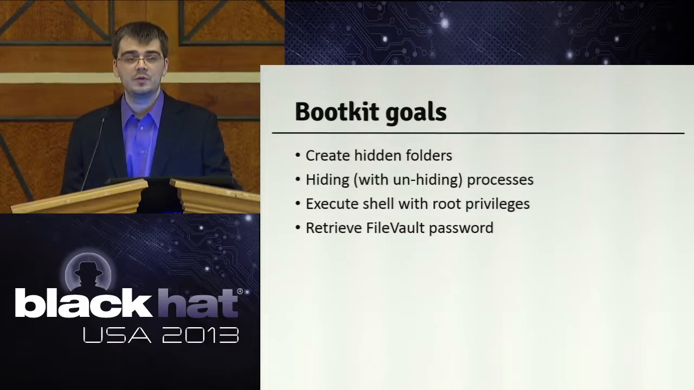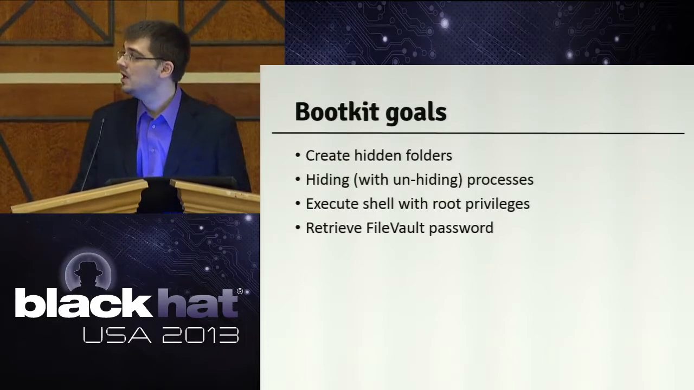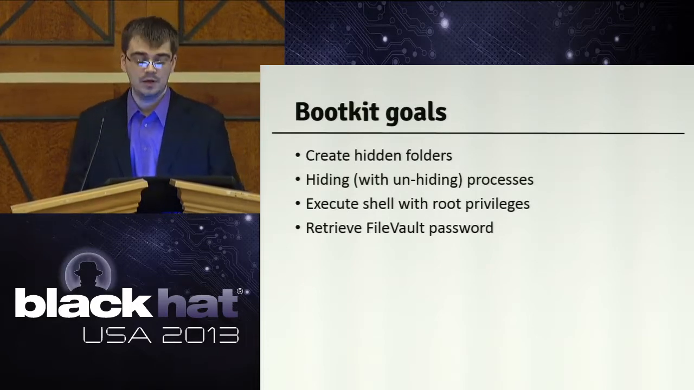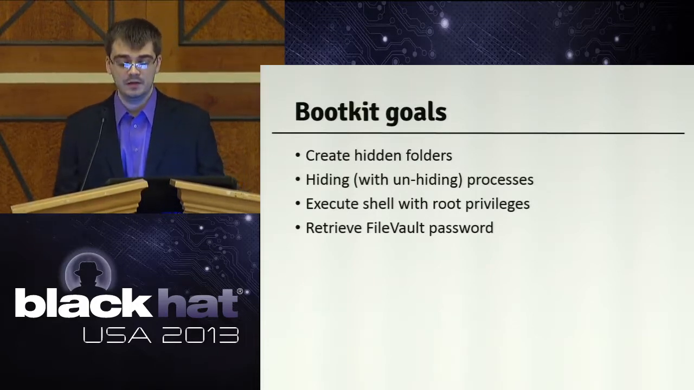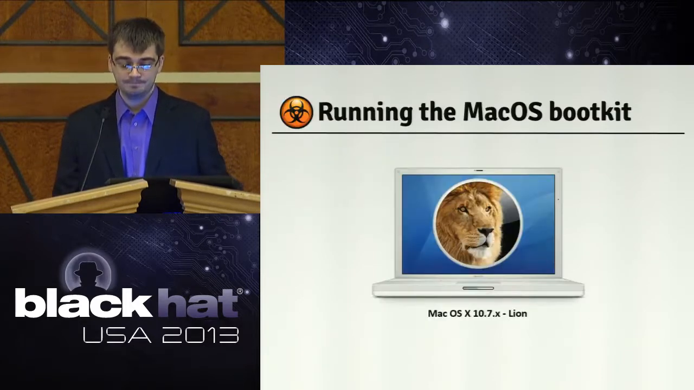So we wanted to be able to hide running processes and show them back again as well. We wanted to have an ability to elevate privilege and have a shell which gives us root privilege so we can do anything we want. And the bonus points would be us retrieving the default FileVault password if it was available. So how does this bootkit work?